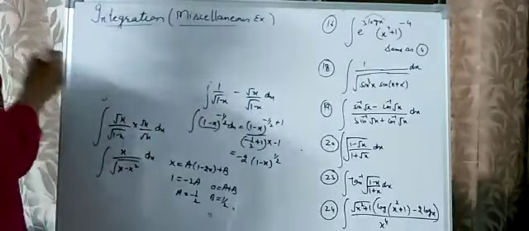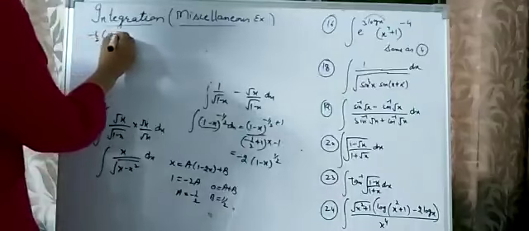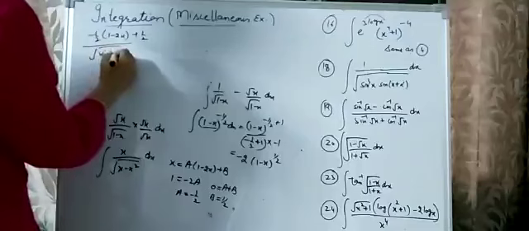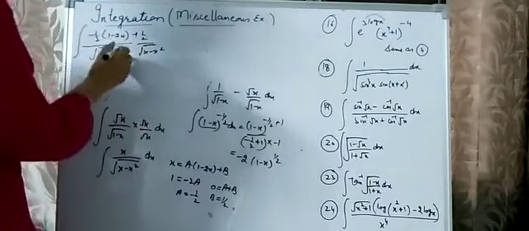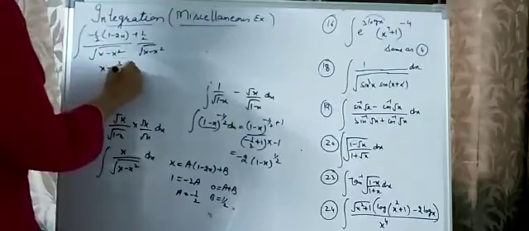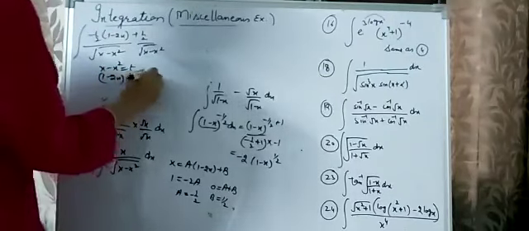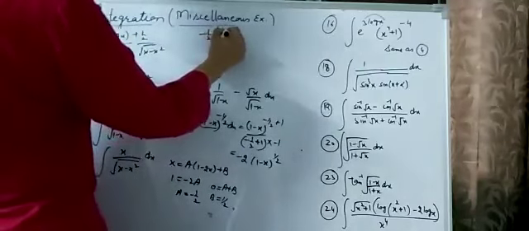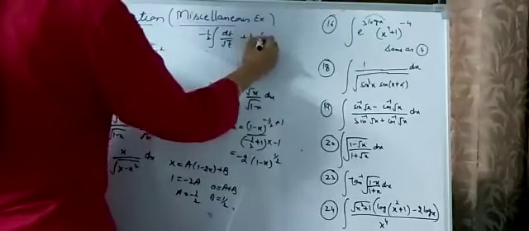So after this, the question becomes minus 1 by 2 into (1 minus 2x) plus 1 by 2, and this is in separate form. Now we put x minus x square equal to t, so its derivative is this. So this part changes to minus 1 by 2 dt upon root t. How will you solve this other part here?